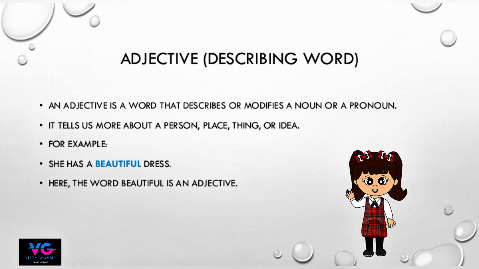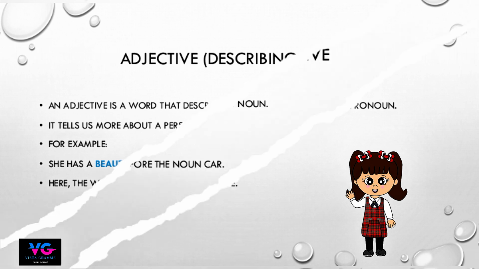It tells us more about a person, place, thing, or idea. For example, she has a beautiful dress. Here, the word beautiful is an adjective.